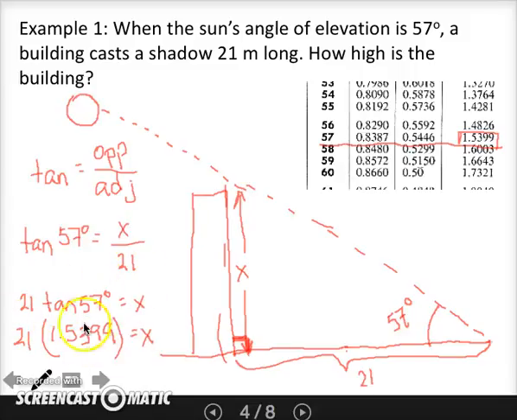When I plug this number into my calculator, I get a value something like 32.3 something something something, and the problem isn't telling me how I should round the number, but since they're giving me 21 meters, I'm going to round this to the nearest whole number. So I'm going to give my answer as 32 meters.